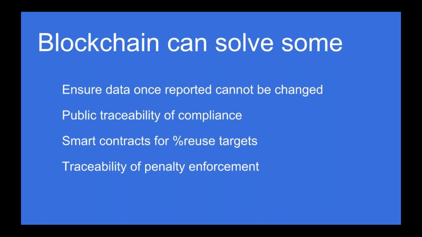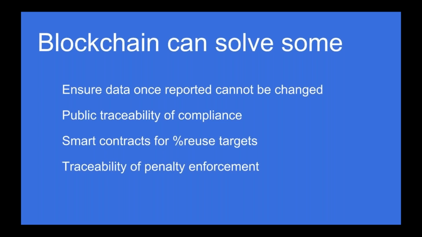Then a blockchain can actually be made public, which means it can be in the hands of the public and run on public servers. So there is public traceability of compliance, right? So the public can actually trace if a water reuse is indeed happening and if some of the corporates are compliant. Then the blockchain system in itself could actually set up smart contracts.